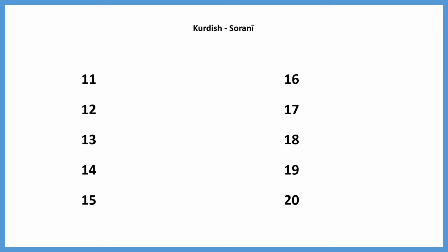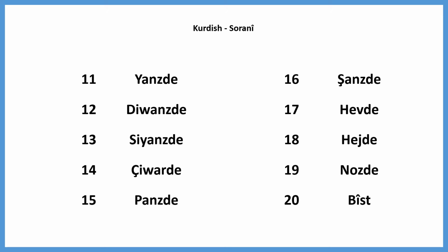So, let's review these numbers. You may pause the video here and see how many you can remember. Welcome back. So the numbers from 11 to 20 are Yans De, Duans De, Sians De, Çwar De, Pans De, Shans De, Hev De, Hej De, Noz De, Beast.